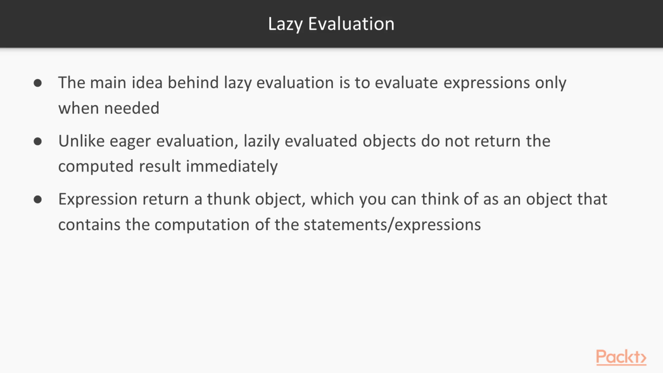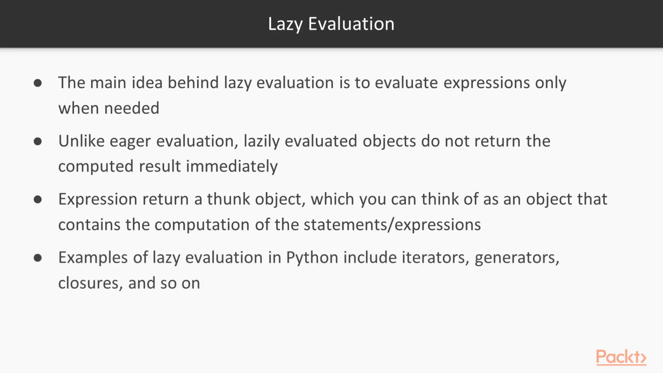In Dask, you have delayed objects, which contain the task graph information. Examples of lazy evaluation in Python include iterators, generators, closures, etc. So let's go over an example of generators to understand lazy evaluation more clearly.